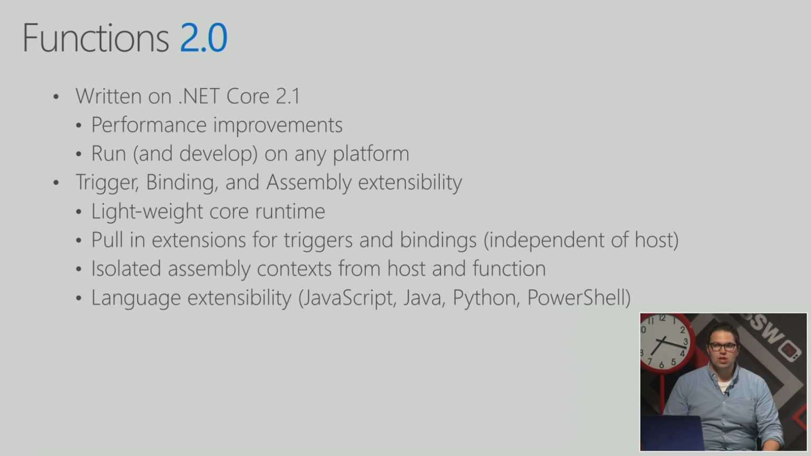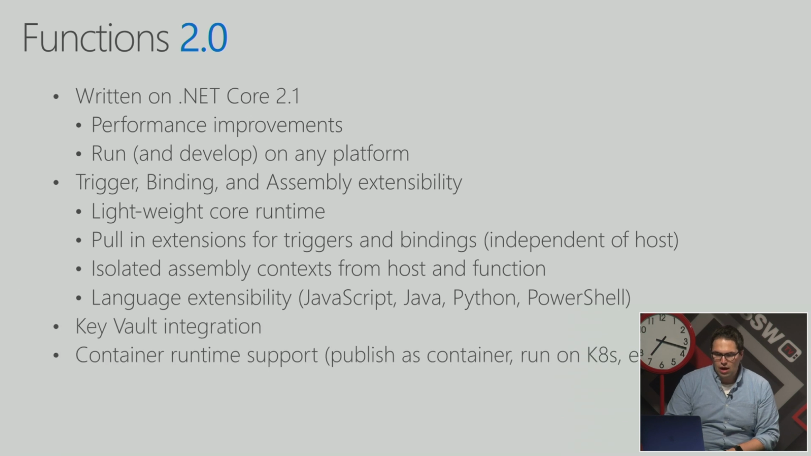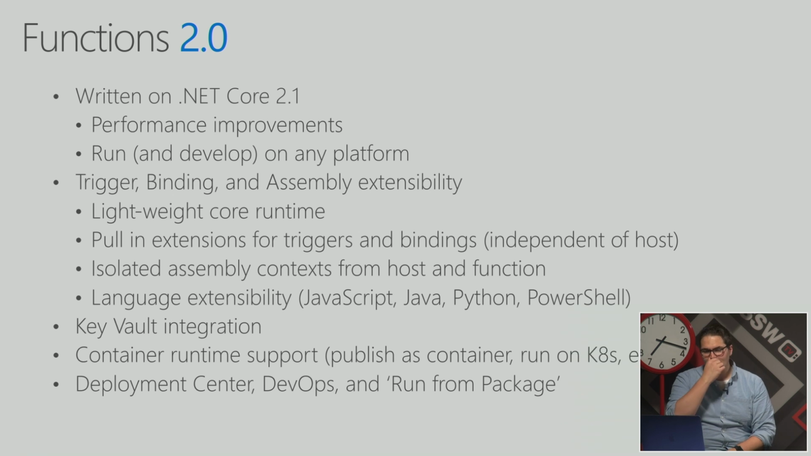Now you pull in triggers, you pull in features as extensions, you pull in SignalR as an extension. The core runtime is very lightweight, and those extensions can be versioned and updated and improved independently as well. I'll skip Key Vault integration because I'll show that in a second. Container runtime I mentioned.